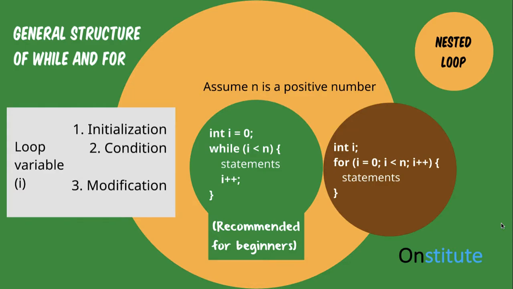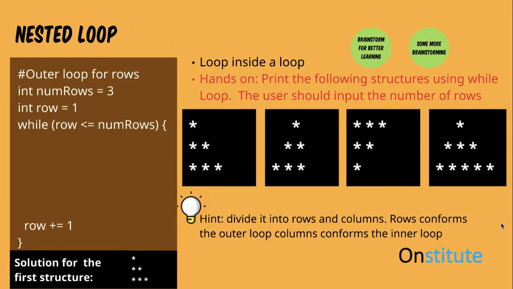Now let us learn about nested loop. Now nested loop is not a very new concept. Nested loop means one while loop inside another while loop, or one for loop inside another for loop, something like that. Now there is no limitation in the level of nesting. That is, you can nest as many for loops as you want inside a while or for loop.